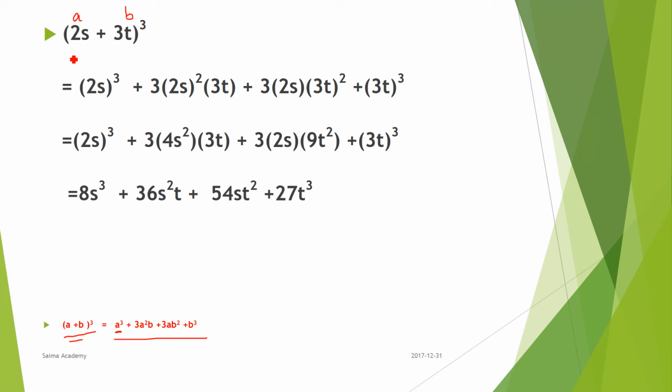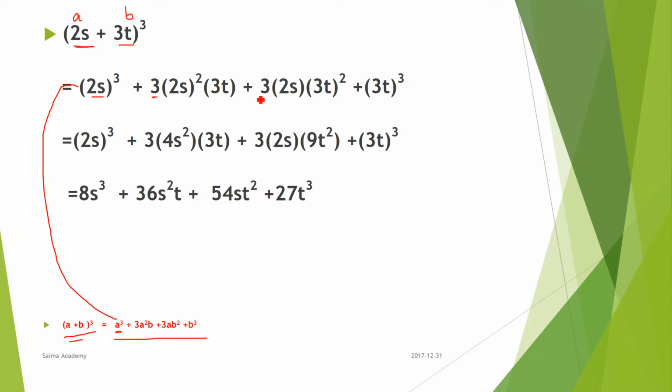So what is instead of a? We have 2s. So this is 2s, and in the formula it is cube. So 2s cube means this is a cube. Then plus 3, I have mentioned 3 here. Then a square, so this is a, 2s, and then square, and then b. Instead of b we have 3t. Write down 3t. So this is 3a square b.